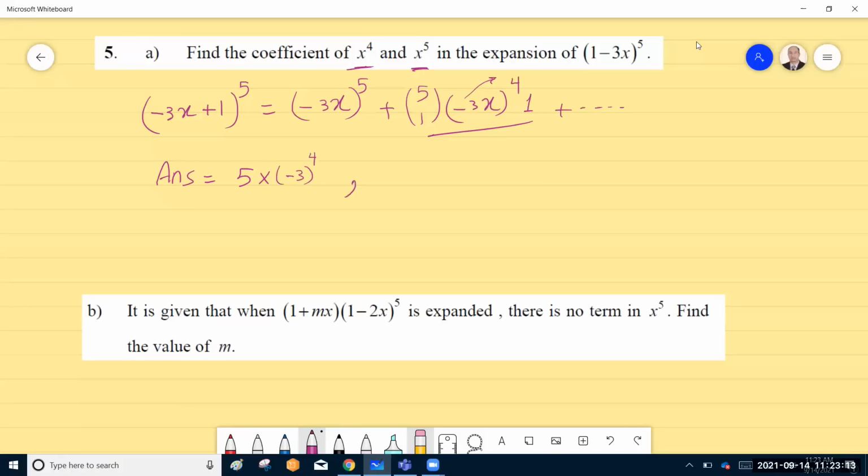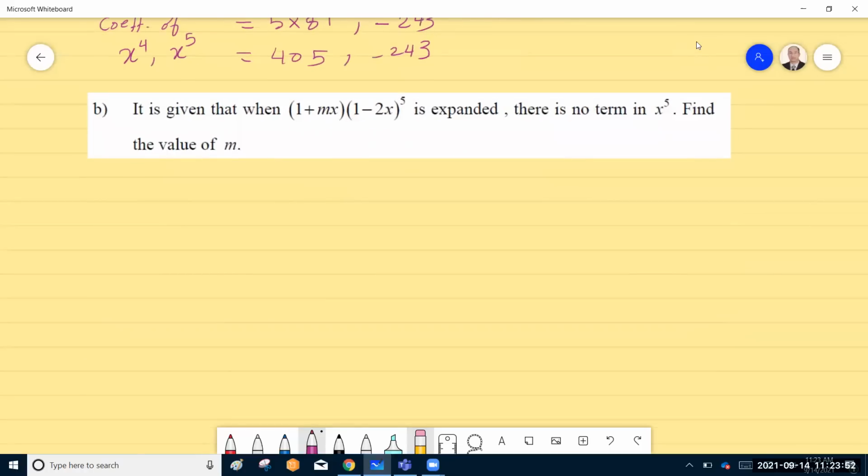Okay, I want the coefficient, and the coefficient of x to the power 5 is 5 times negative 3 to the power of 5. Negative 3 to the power 5 will be negative 243, so 5 times 81 is 405, and this one is negative 243. These are the coefficients of x to the 4 and x to the 5 respectively.